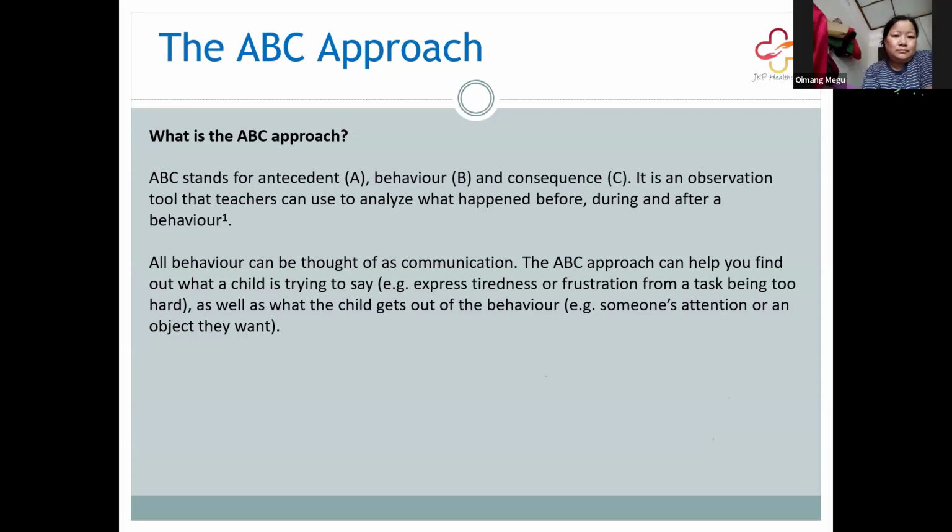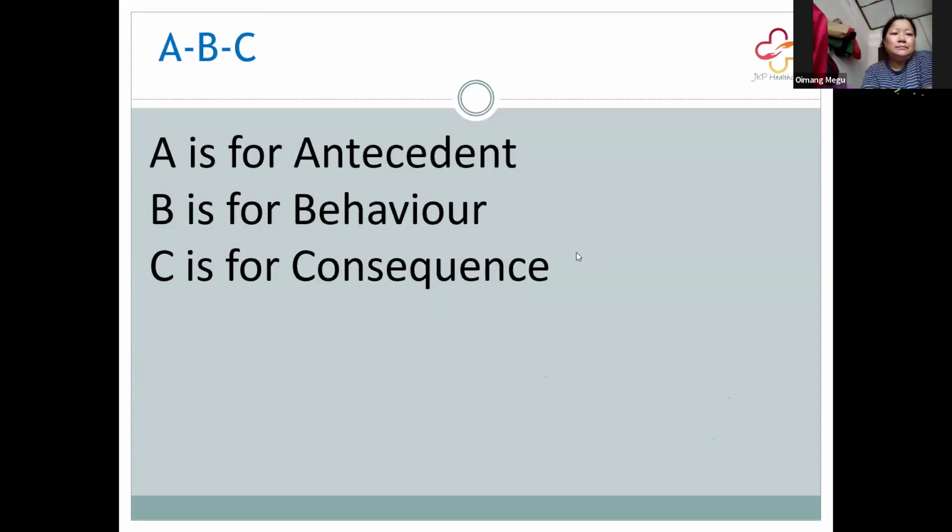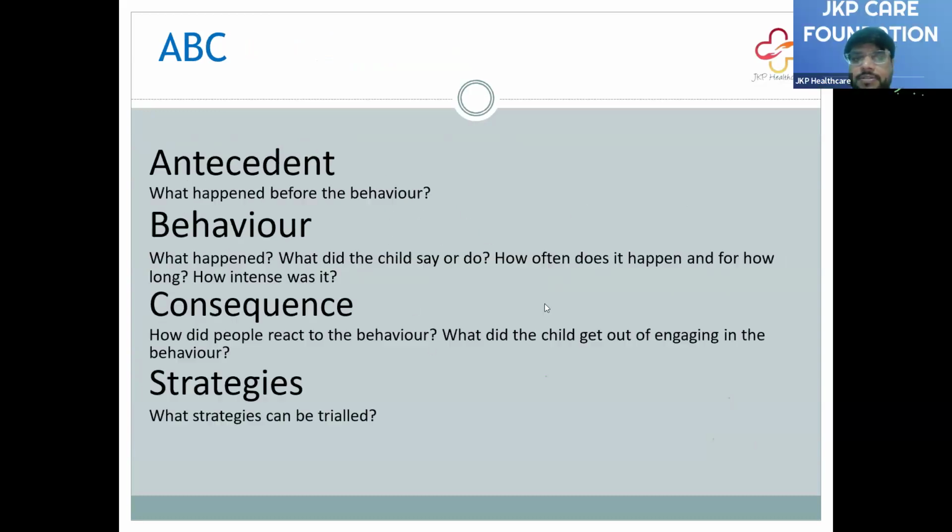बच्चा क्या बोलना चाह रहा है या क्या एक्सप्रेस करना चाह रहा है, हमें इससे पता लगता है, as well as ये बिहेवियर करने से मुझे क्या मिलता है. And the principle is, I cannot change a behavior. I can change the antecedent, I can change the consequence, and the behavior automatically changes. A for antecedent, B for behavior, C for consequence. Antecedent is what happened before. So what has happened before the behavior, those are the possible triggers I'm talking about.